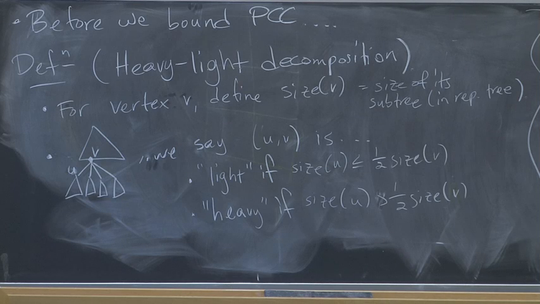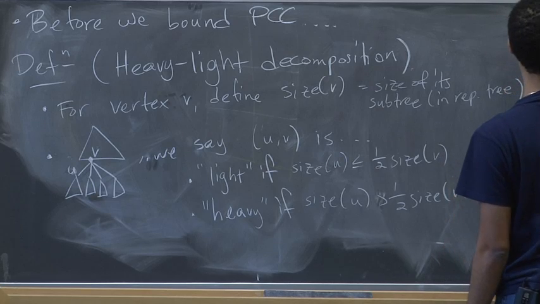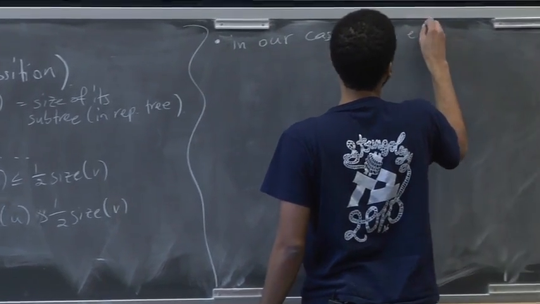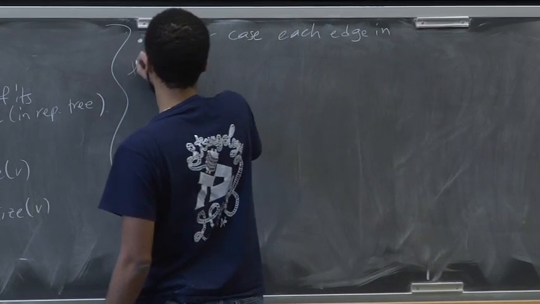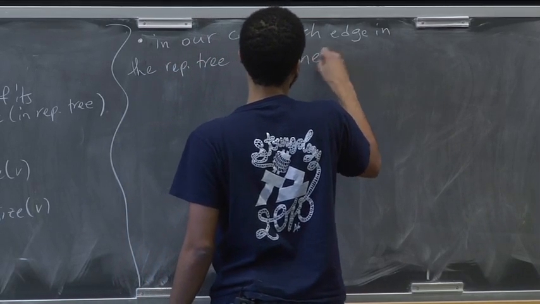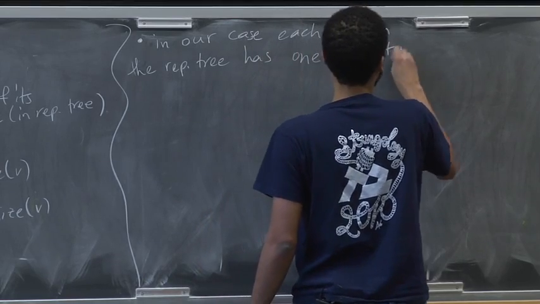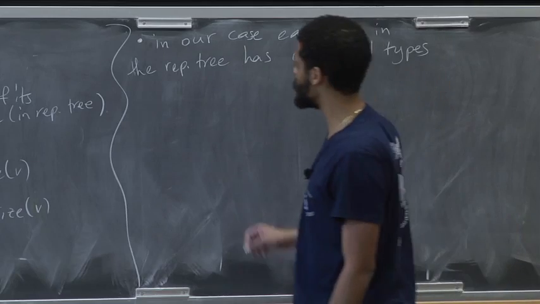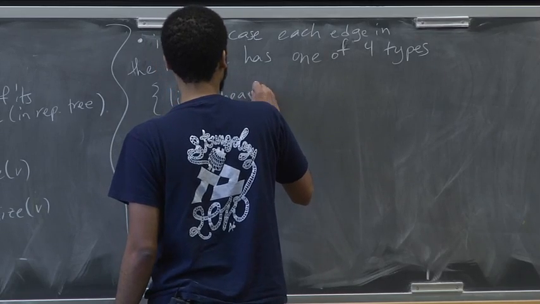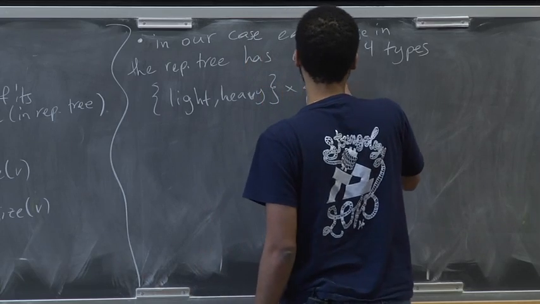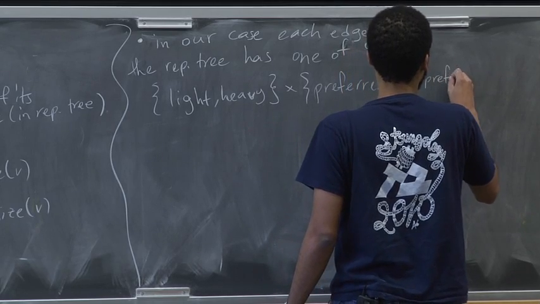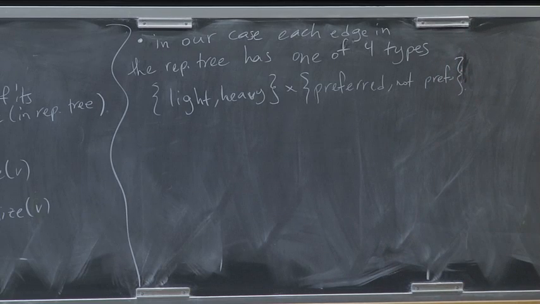Okay. So in our case, each edge in the represented tree has one of 4 types. Right? It can either be light or heavy, and it can also be preferred or not preferred.